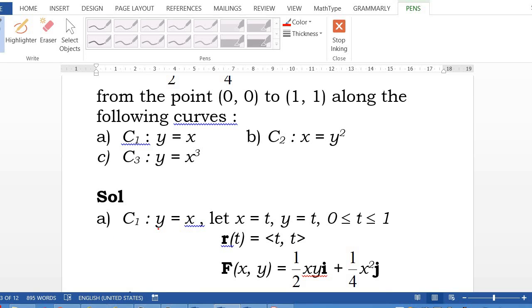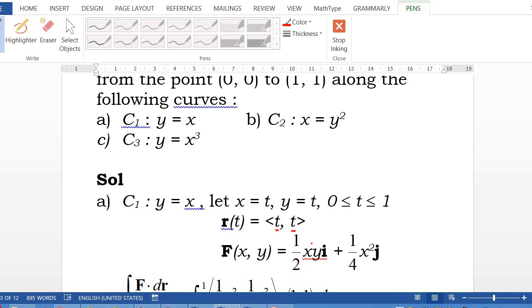Okay, curve 1, y equal to x. Let the variable on the right-hand side, x, equal t, then y will be equal to t. Since x moves from 0 to 1, t also moves from 0 to 1. Then you put it into r(t): component i is your x, so component i is t, and component j is from y, so it's t.